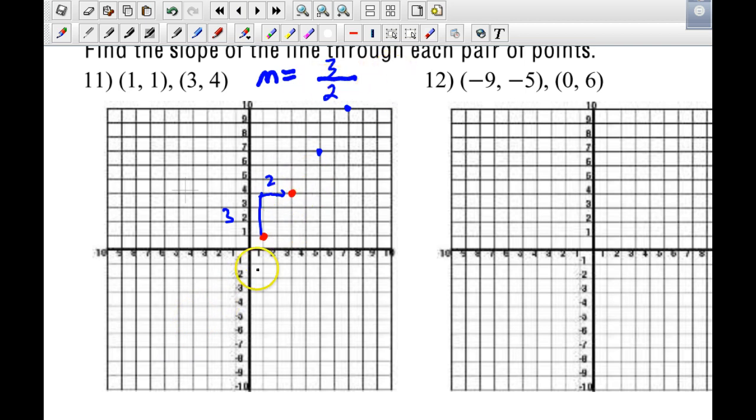We can also go in the opposite direction. Down 3 and left 3. Down 3, left 3. Those again, it all lines up on the same line. Because negative 3 over negative 2, if I went down and left, down's negative and left's negative, that equals 3 over 2 positive. That's why it's all on the same line.